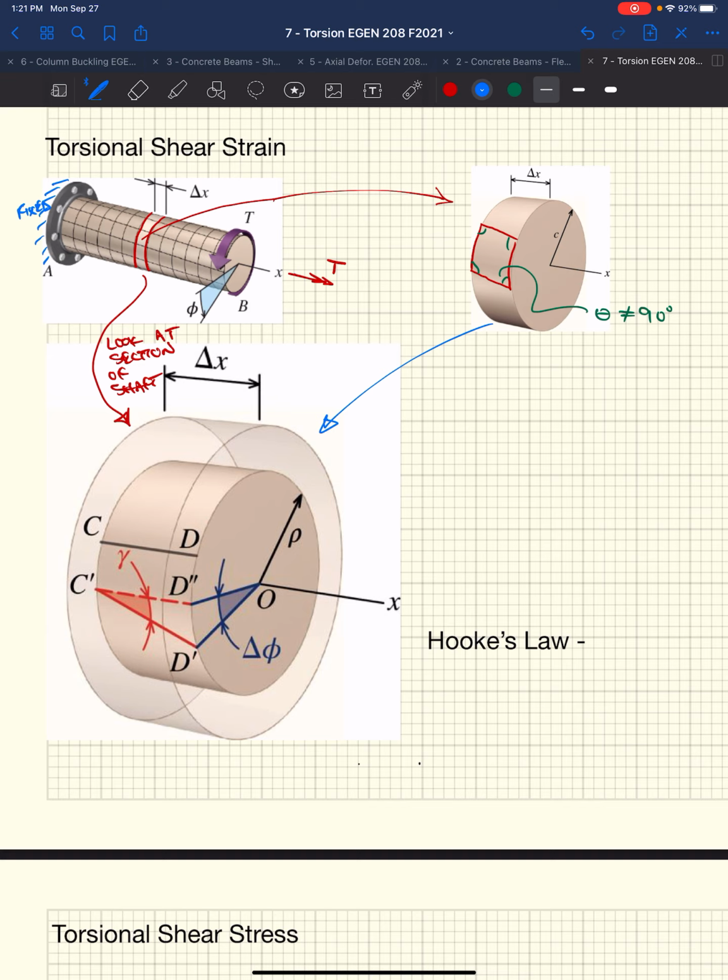So we can look at that rotation, right, or that angular rotation of the cross section as we move down along the shaft as delta, right? This is angle of rotation. Or angle of twist. Okay. Its sign convention follows the positive right-hand rule.